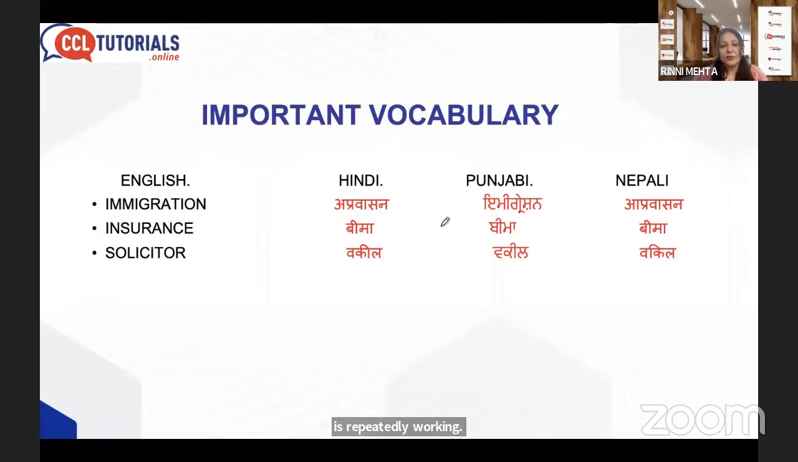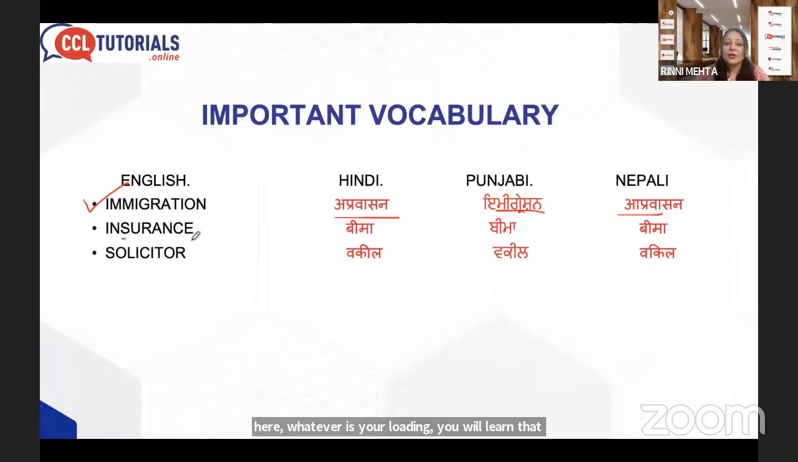In our CCL tutorials class, when we start the topic, we take one topic each day. For example, if we talk about a particular topic out of 12 topics, if the topic is regarding immigration, you can learn that in Hindi, immigration is pravasan. In Punjabi and Nepali, I have also written here. Whatever is your LOTE, you will learn that vocabulary in your own language.